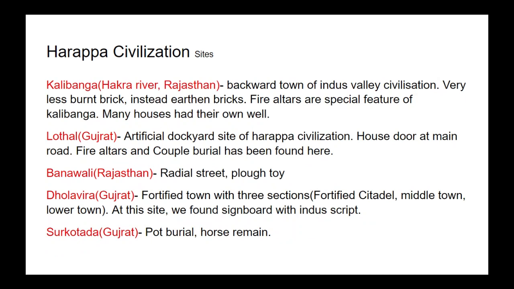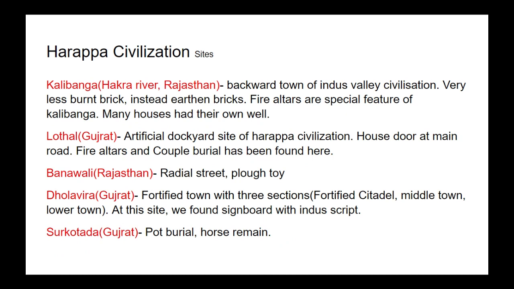And Lothal in Gujarat was the artificial dockyard site of Harappan Valley civilization from where trade was done through the sea route. At all other sites, house doors do not open at the main road, but in Lothal we found house doors at the main road. We also find fire altars in Lothal, and couples were buried together in Lothal.